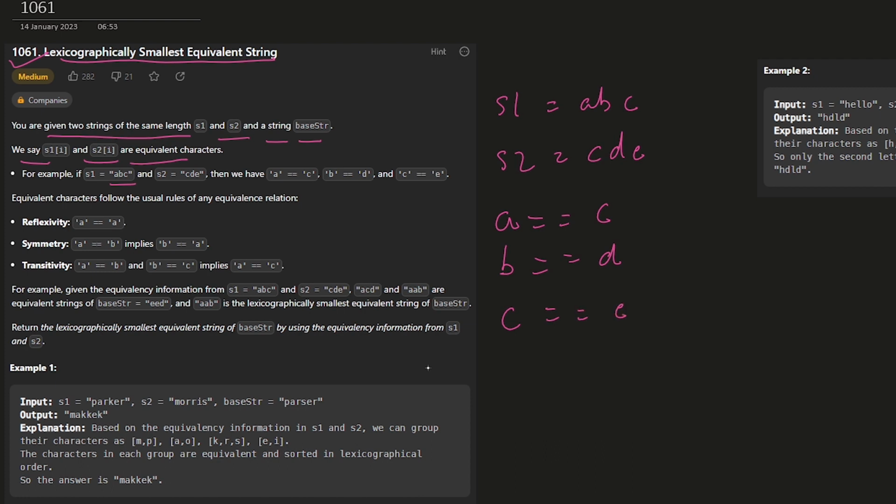So what do you mean by this equivalence? Let's try to see first of all. Let me remove all these things. They're telling us three terms: reflexive, symmetric, and transitive. What do they want to tell us?